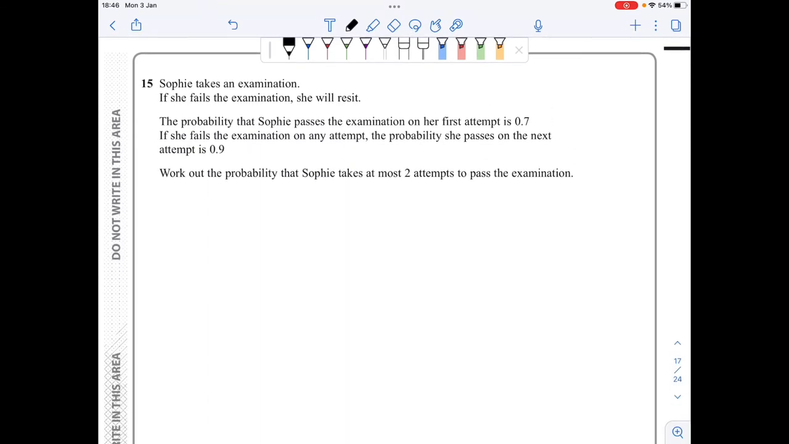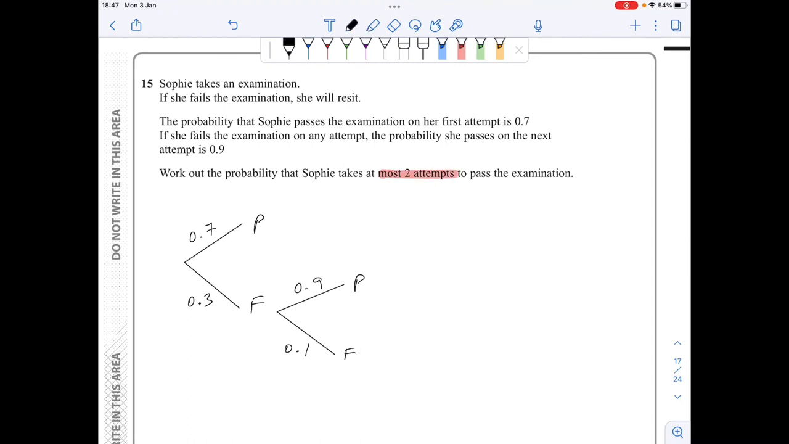For question 15, I can use a tree diagram to summarize the information I have. For the first attempt, I have a pass or fail. If there's a pass, then I stop. If there's a fail, I can try again. This time, the probability of pass is 0.9. The probability of fail is 0.1. Now, theoretically, if there's a fail, I could keep trying, but the question says at most 2 attempts. So I'm gonna stop here.